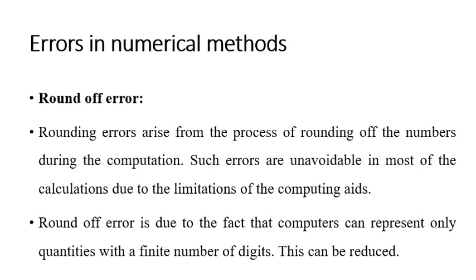This can be reduced. Such errors are unavoidable. Rounding errors can, however, be reduced by changing the calculation procedure so as to avoid subtraction of nearly equal numbers or division by a small number, or by retaining at least one more significant figure at each step than that given in the data and rounding off at the last step.